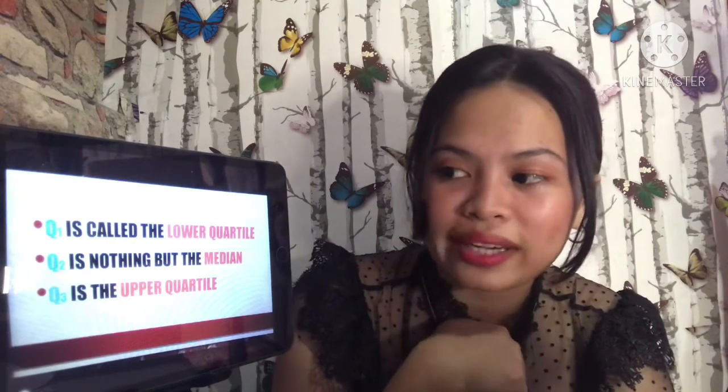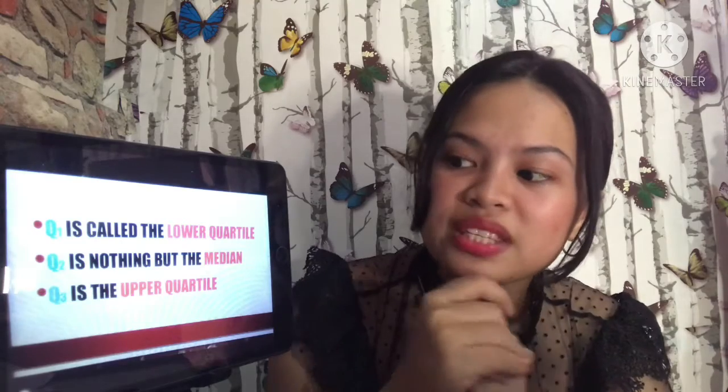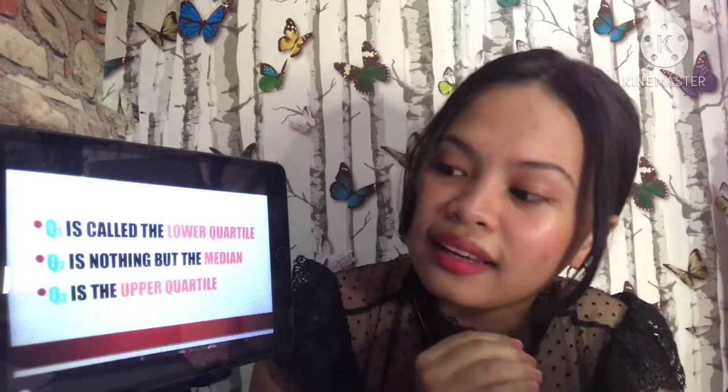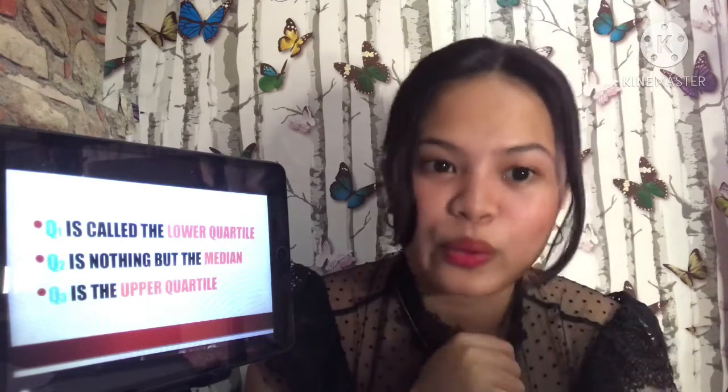So, what are quartile 1, quartile 2, and quartile 3? Quartile 1 is called the lower quartile. Quartile 2 is nothing but the median. And quartile 3 is the upper quartile. So, let's find out how we get quartile 1.